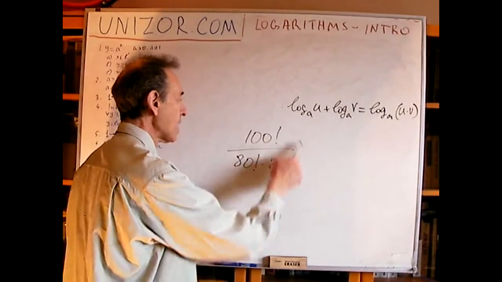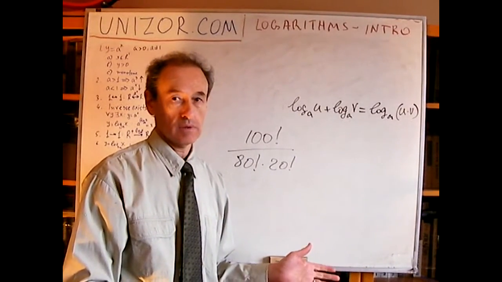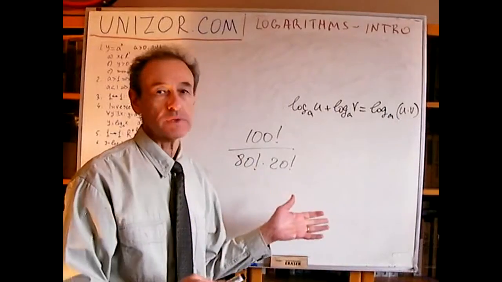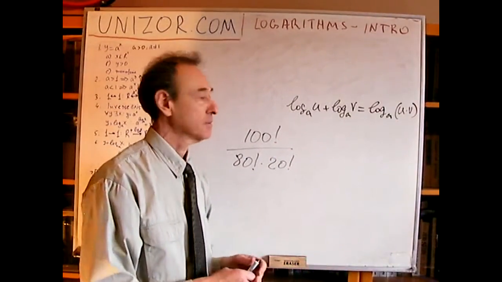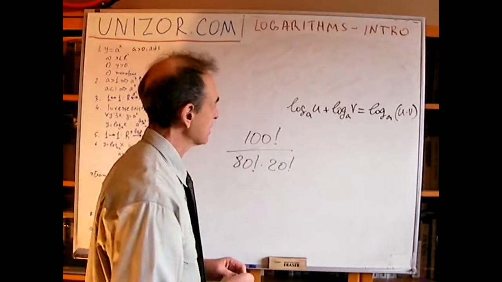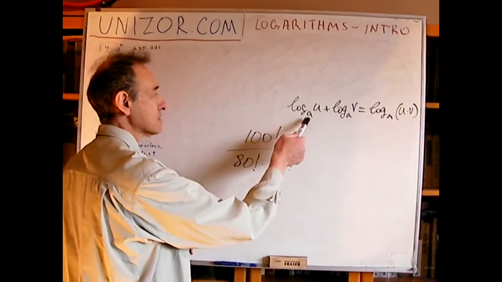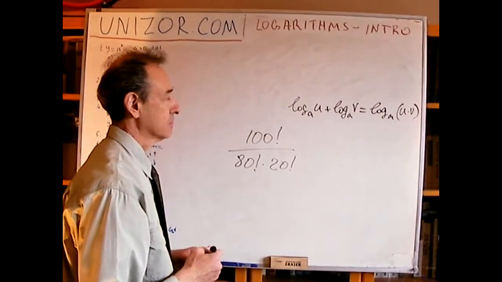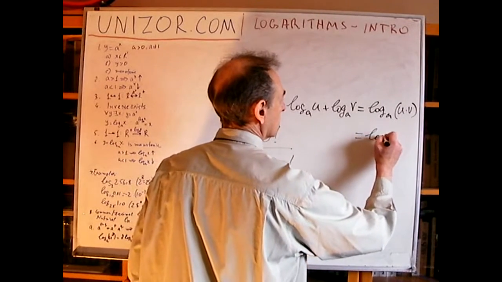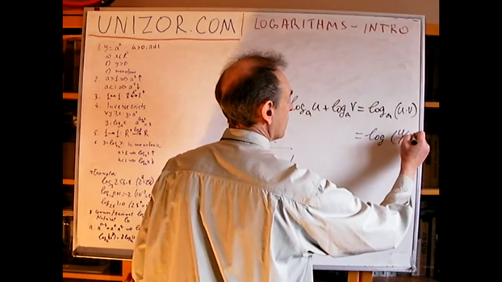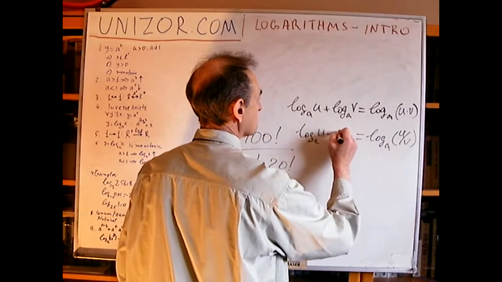How can I possibly calculate this? There is absolutely no way. I can't even program it in the computer because it will go outside of the range of the computer program, outside of the computer memory or something. However, I can use this particular function. By the way, similar to this, I can say that logarithm of u divided by v is equal to logarithm u minus logarithm v.